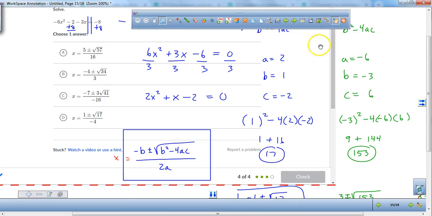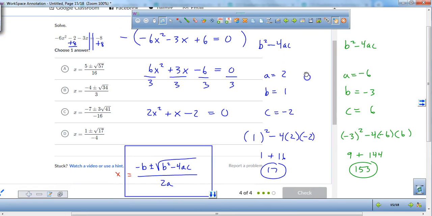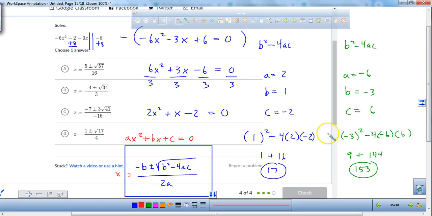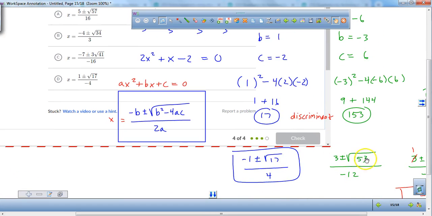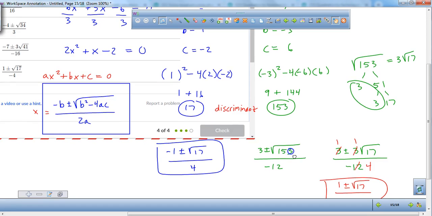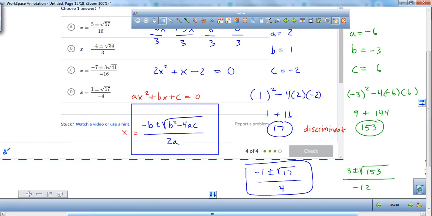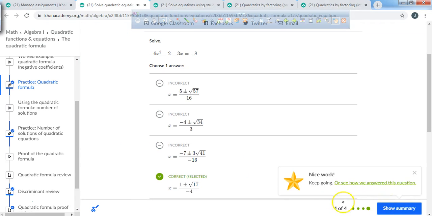Next thing, you need to be able to get everything equal to 0. It has to be in standard form. What is standard form? ax squared plus bx plus c equals 0. Then you have to identify a, b, and c. You have to find the value of your discriminant. Remember, these numbers were known as our discriminant. And when you plug all of your numbers in, this one we didn't have to simplify the radical. This one we did have to simplify the radical to be able to get your final answer, which was answer choice D.